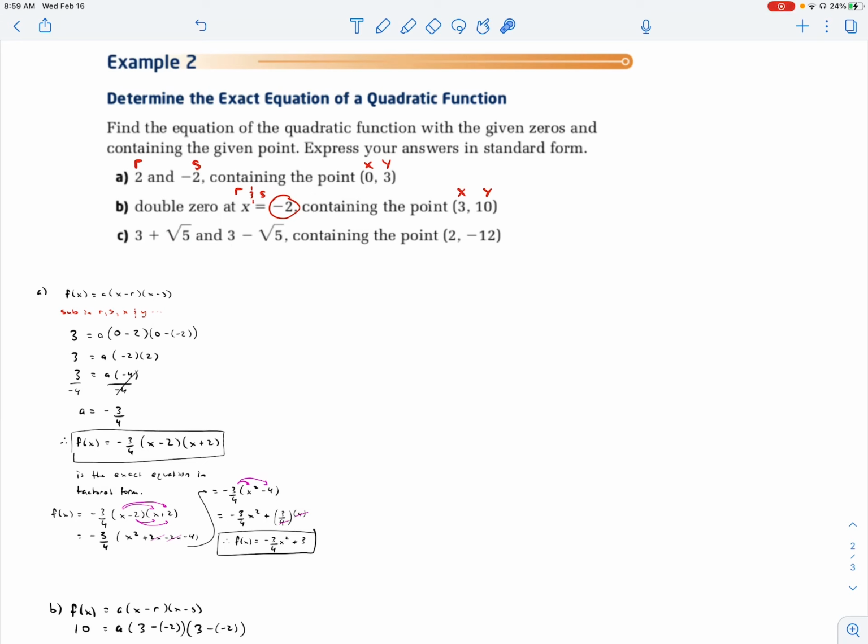So if we were given these zeros that are in exact form, and we know that the quadratic contains this point, can we get our equation in standard form? Okay, let's go ahead and let's try this.